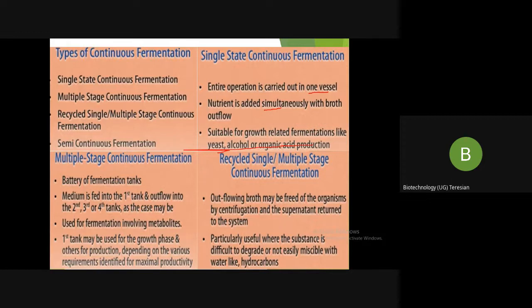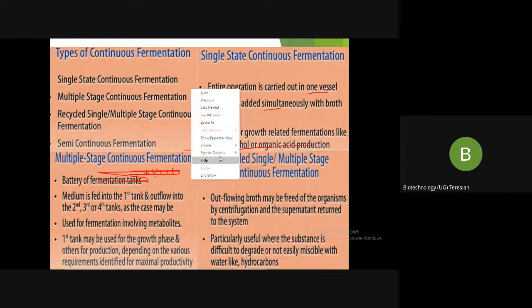Multi-stage continuous fermentation is a battery of fermenters. Here one fermenter, here another, here another, like this. A battery of fermenters will be present. The medium is fed into the first fermenter tank and the outflow goes into the second, third and fourth tank, however many fermenters there are. The first one is used for fermenting involving metabolites. So the first tank may be used for the growth phase. In the first tank, you use it for the growth of your microorganisms.